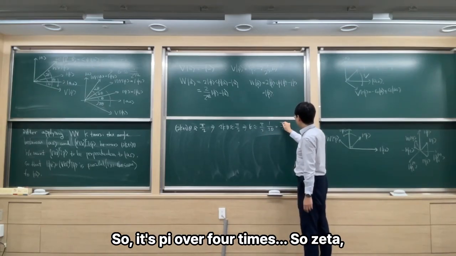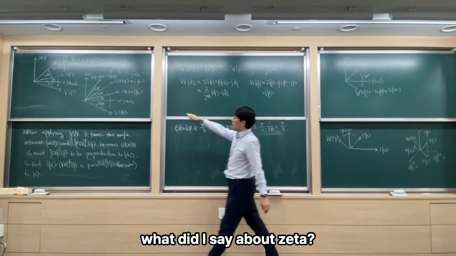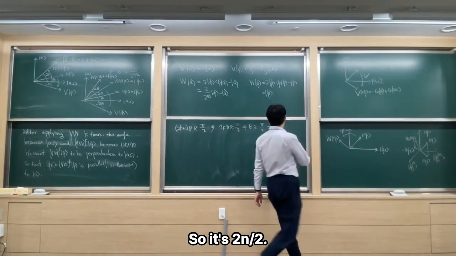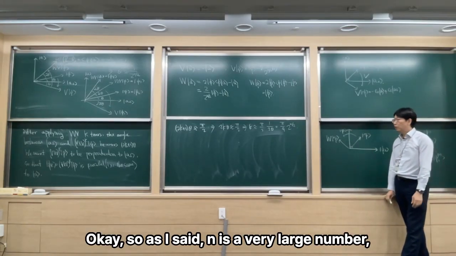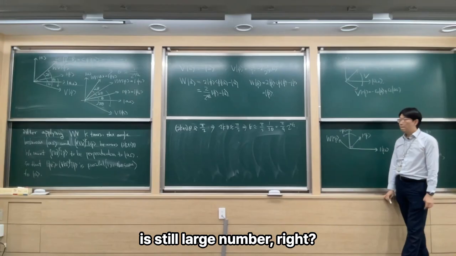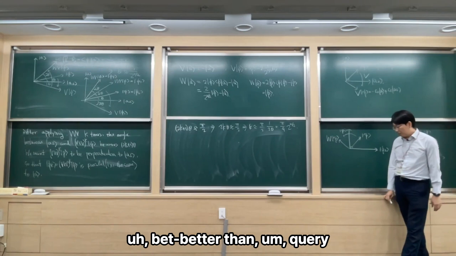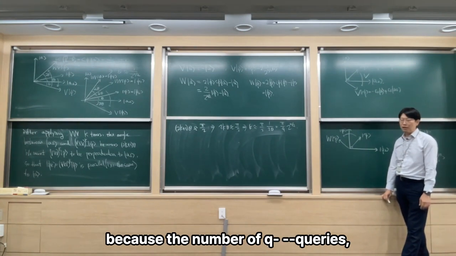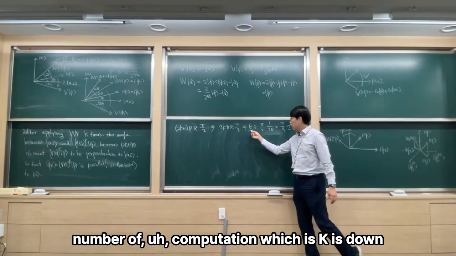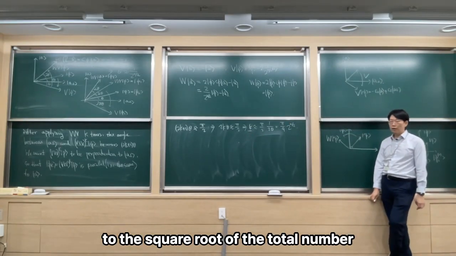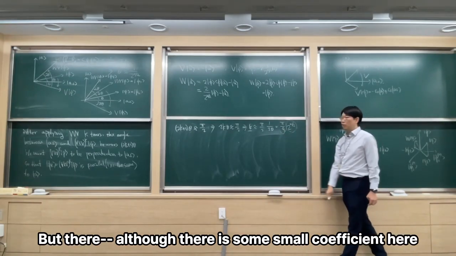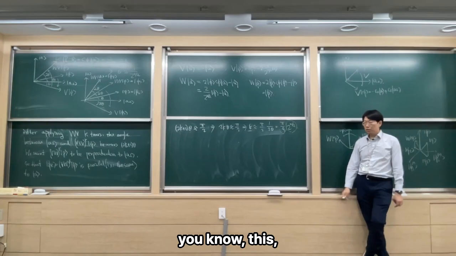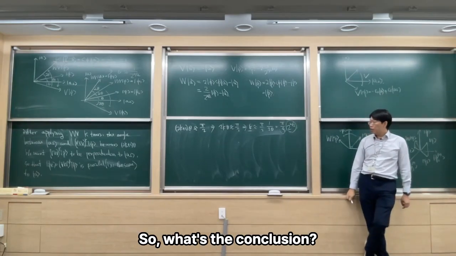So it's π/4 times... what did I say about ζ? ζ is this much, approximately, so it's 2^(n/2). As I said, n is a very large number, so 2^(n/2) is still a large number, right? But it's better than querying the function 2^n times, because the number of queries, the number of computations, which is k, is down to the square root of the total number of items in the list. There is some small coefficient here, but that's negligible because this number is very large, right? So what's the conclusion?